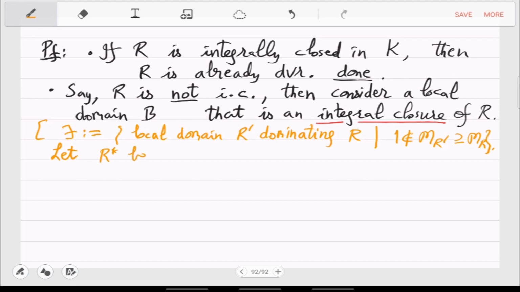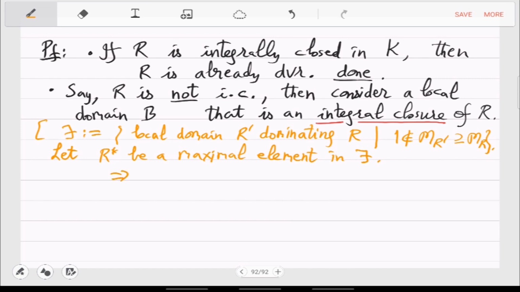Let R star be a maximal element in F, maximal with the relation of domination, right? So take the maximal element, that maximal element has to be integrally closed, otherwise you will get a bigger one. So formally you prove it like this.